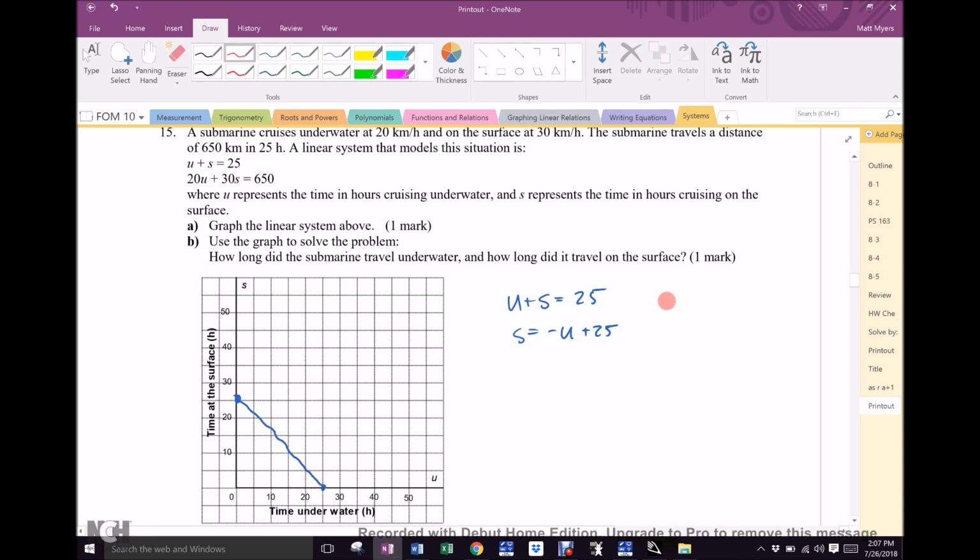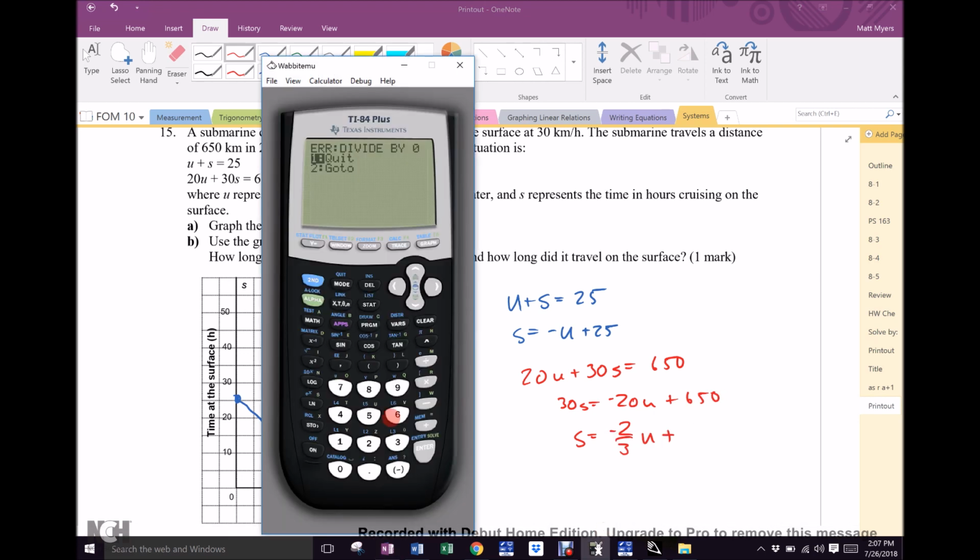And then 20u plus 30s equals 650. So 30s equals -20u plus 650. Divide by 30, s equals -2/3 u plus 650 divided by 30. I get out my calculator. 650, not 65. 650 divided by 30 is 21 2/3.